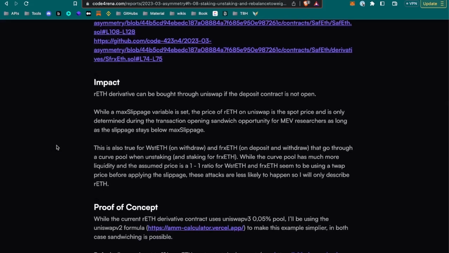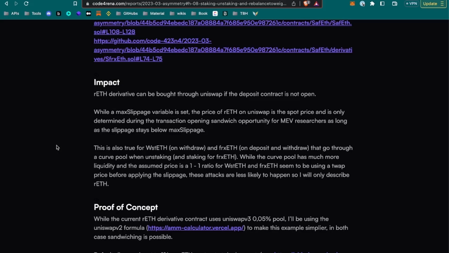Our ETH derivative can be bought through Uniswap if the deposit contract is not open. While a max slippage variable is set, the price of our ETH on Uniswap is the spot price and is only determined during the transaction, opening a sandwich opportunity for MEV researchers, as long as the slippage stays below max slippage. This is also true for wstETH on withdraw and frxETH on deposit and withdraw.